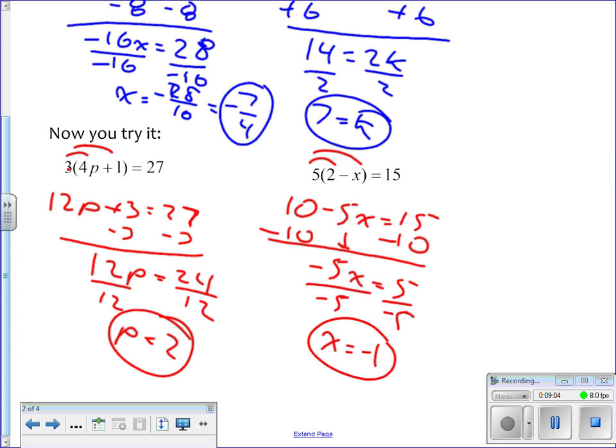5 divided by negative 5. Okay. Because it is negative here. It's negative here. It's negative here. It's negative here. That's what it does. Do you see it? You don't want to lose the negative.